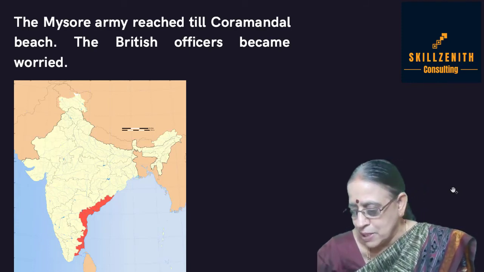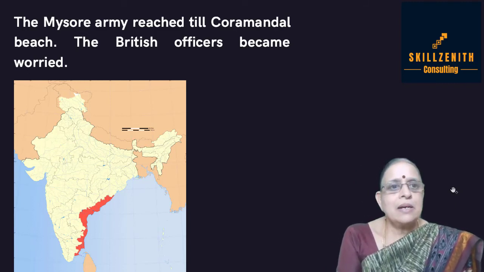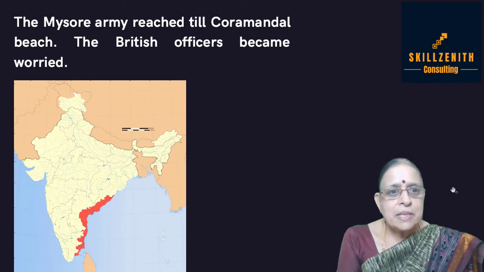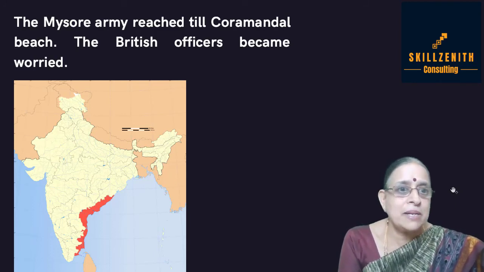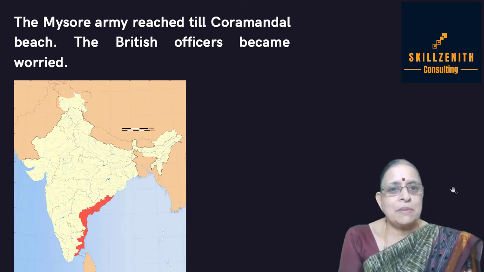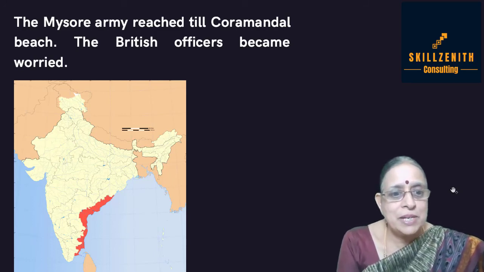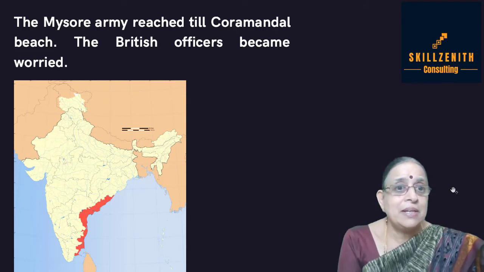Coromandel coast ತನಕ ಯಾವಾಗ ಬಂದ್ಬಿಡ್ತಾರೋ, ಆಂಧ್ರ ಪ್ರದೇಶ್ ತಮಿಳುನಾಡು ಕೋಸ್ಟ್ ಇದೆಯಲ್ಲ, especially the Andhra Pradesh and Tamil Nadu coastal region is termed as or called as Coromandel coast ಅಂತ ಹೇಳ್ತಾರೆ, beach area ಅಂತ ಹೇಳ್ತಾರೆ. The Mysore army reached up to Coromandel beach. The British officers became worried. He was very famous in taking quick action. Lightning attacks ಮಾಡ್ತಾ ಇರ್ತಾನೆ. ಇವನೇನ್ ಮಾಡ್ತಾನೆ?